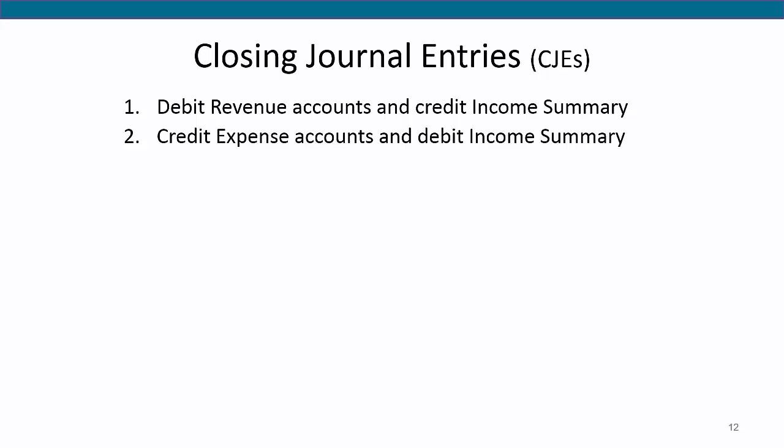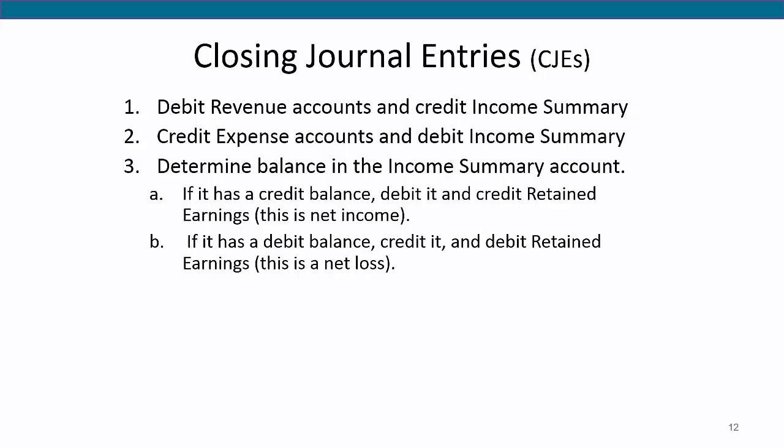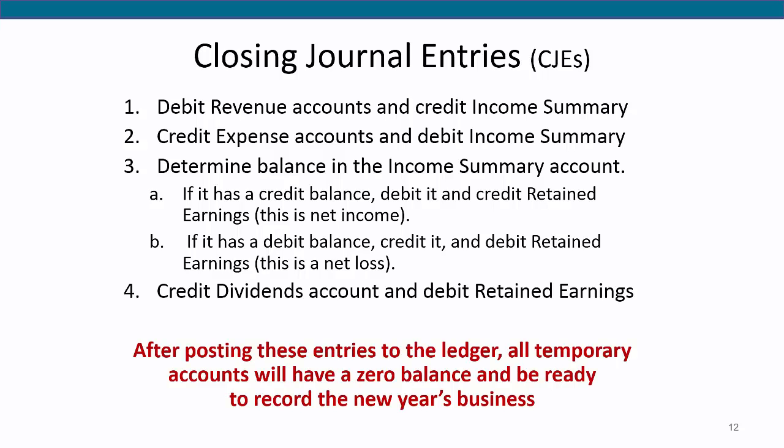It continues to have a 0 balance until the closing process again occurs at the end of the next period. If a net loss occurs because expenses exceed revenues, the third entry is reversed: debit retained earnings, and credit income summary.